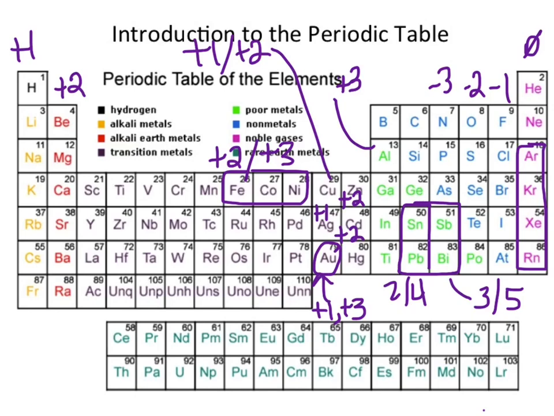So can tin be 2 or 4? Is one 2 and then the next one 4? They can be either or. Tin can be 2 or 4, okay. And lead can be 2 or 4. And then bismuth and antimony can be 3 or 5.